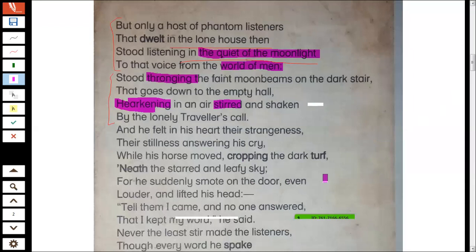Hearkening in an air stirred and shaken. Hearkening in an air means trying to move and being shaken. The air of the moonbeams. How? By the lonely traveler's call. So in other words here, the image is controlling that nothing is bothered except by the voice of the traveler. Nature is peaceful. Even ghosts and phantoms are okay.